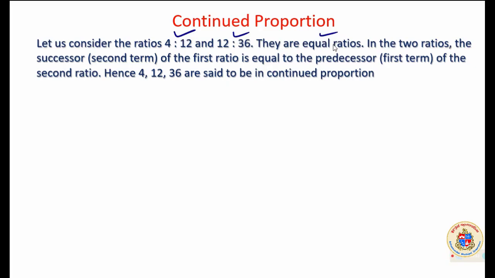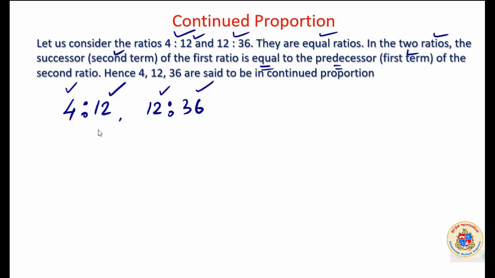They are equal ratios. In the two ratios, the successor, that is the second term, of the first ratio is equal to the predecessor of the second ratio. So we write it like this: 4 is to 12 and 12 is to 36. So this is the successor. In this case, this is the predecessor. This is the successor, this is the predecessor. The successor of the first ratio and the predecessor of the second ratio are equal. In such a situation, we say 4 is to 12 is to 36 is a continued proportion.